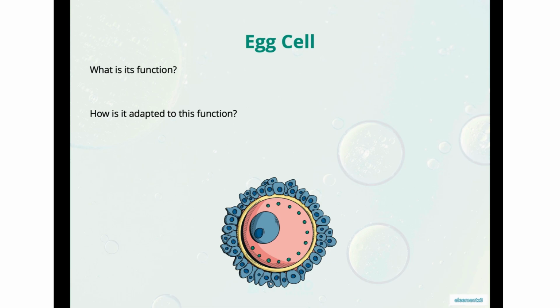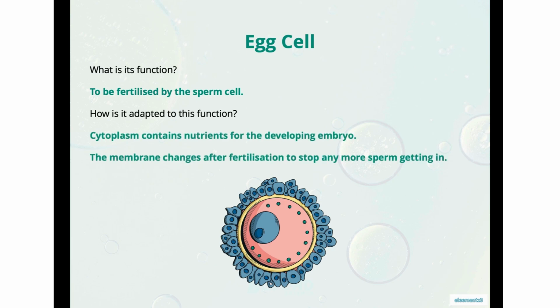Egg cell. What is its function? To be fertilized by the sperm cell. How is it adapted to this function? Cytoplasm contains nutrients for the developing embryo. The membrane changes after fertilization to stop any more sperm getting in.